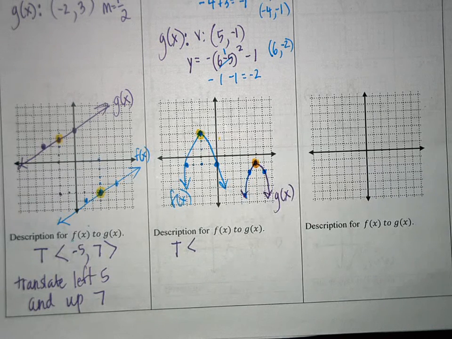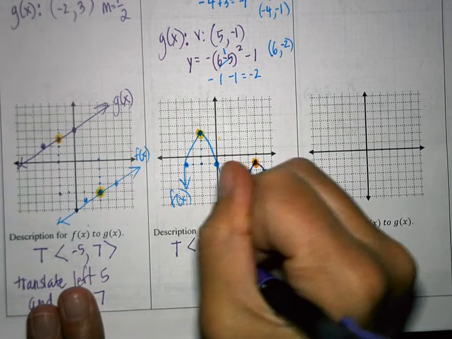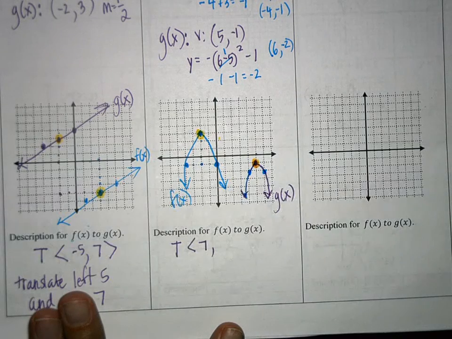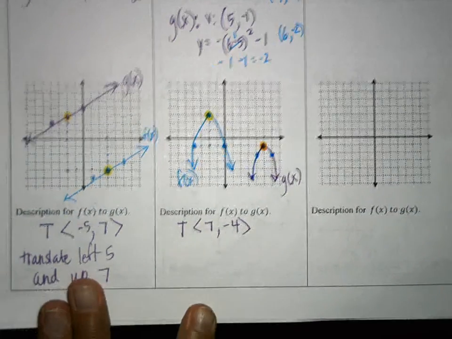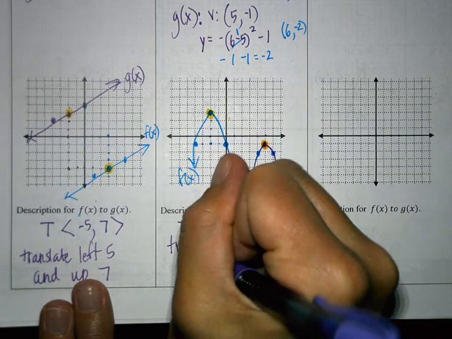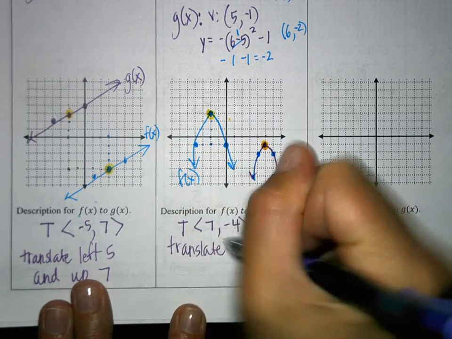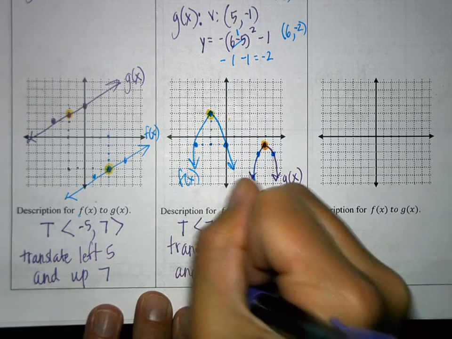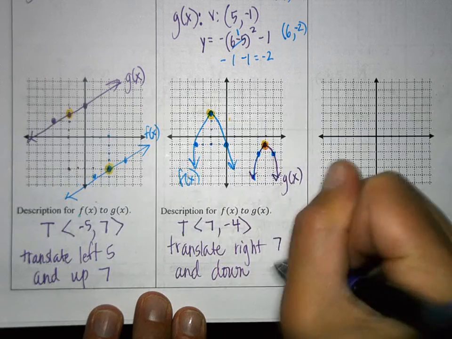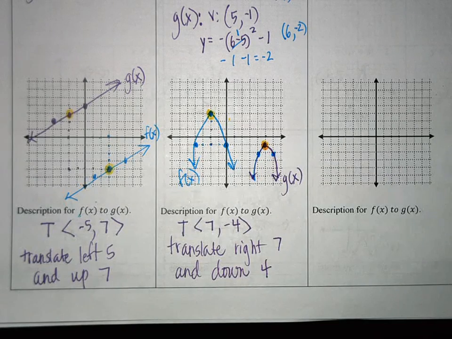Okay, so how many does it move in the x direction? 7. Good, 7 is correct. And then how many in the y? Good, -4. And then if we want to write this out in words here, I'm just going to write translate right 7 and down 4. Okay, any questions? We're good?